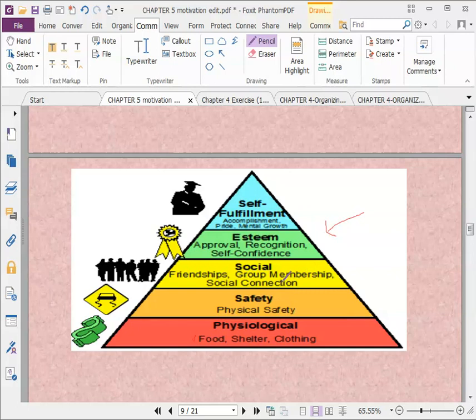So the level higher than the social needs is esteem needs. Esteem needs means that you need approval by the group members in the class, for example, and then recognition and self-confidence. When you are recognized, you have increased self-confidence. What is at the top of the pyramid is self-fulfillment: accomplishment, pride, mental growth. That is self-fulfillment.